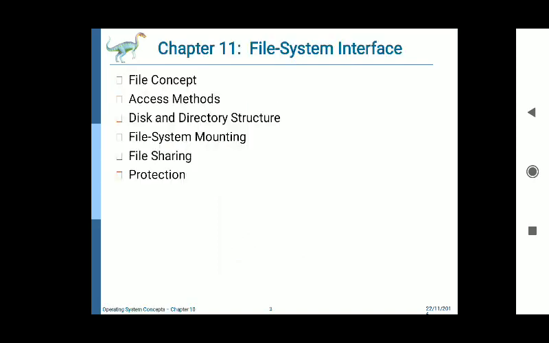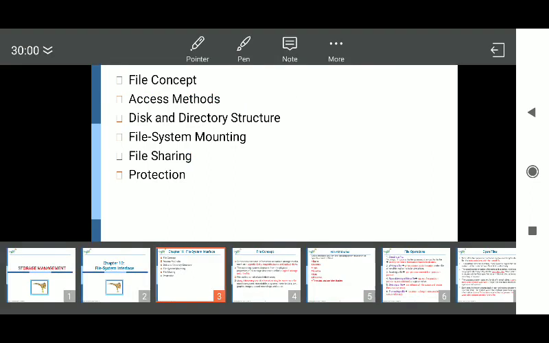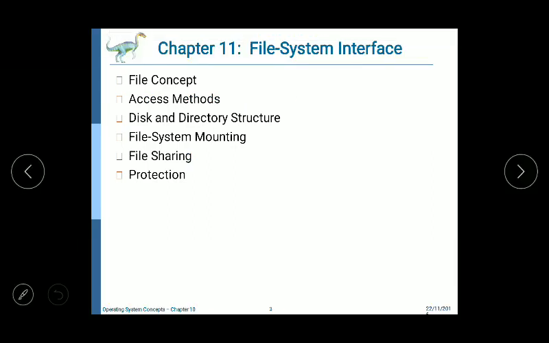Files are normally organized into directories for ease of use. For most users, the file system is the most visible aspect of an operating system. It provides the mechanism for online storage of and access to both data and programs of the operating system and all the users of the operating system. The file system consists of two distinct parts, that is, a collection of files, each storing related data, and a directory structure which organizes and provides information about all files in the system.